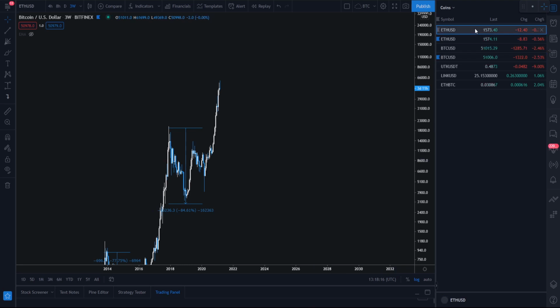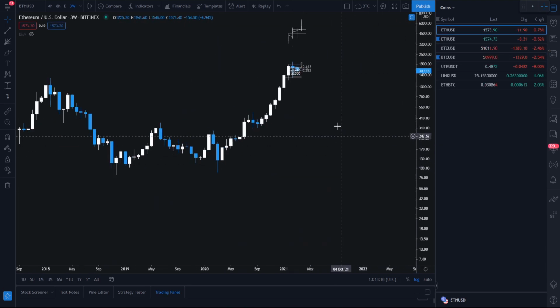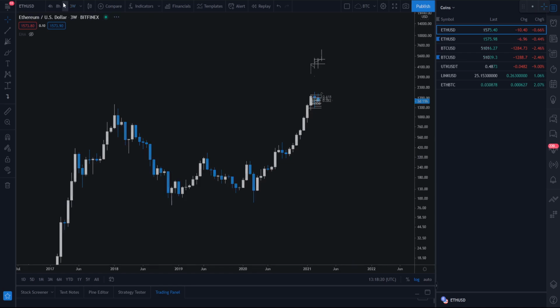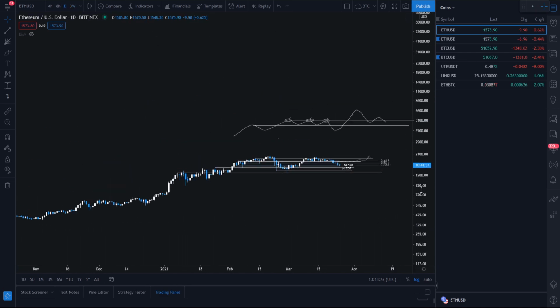So let's take a quick look at Ethereum, because I think it looks a little bit better than BTC right now.